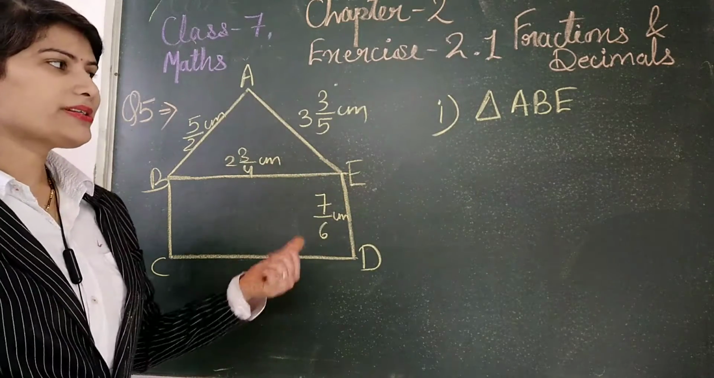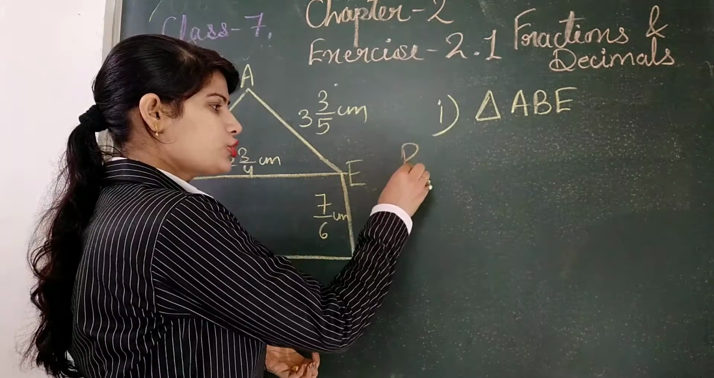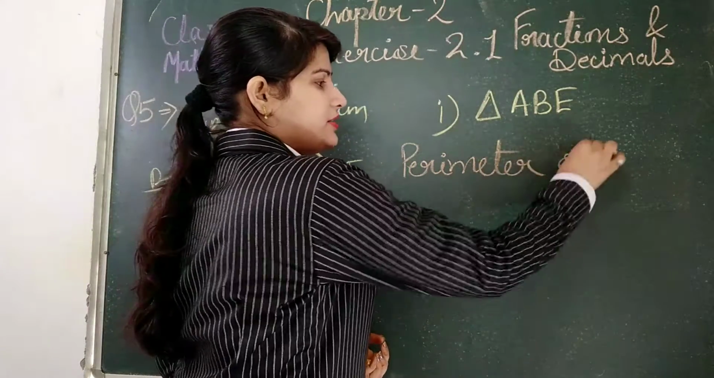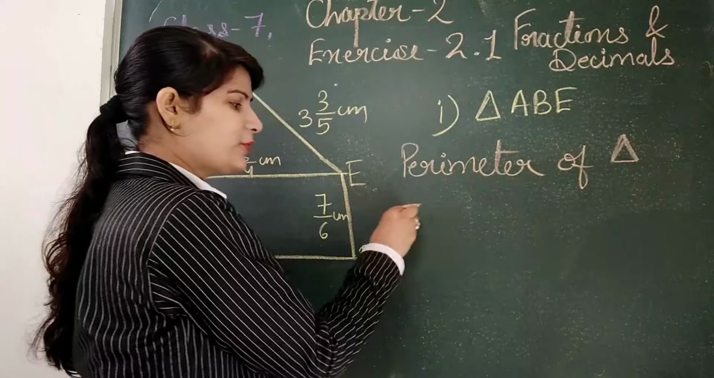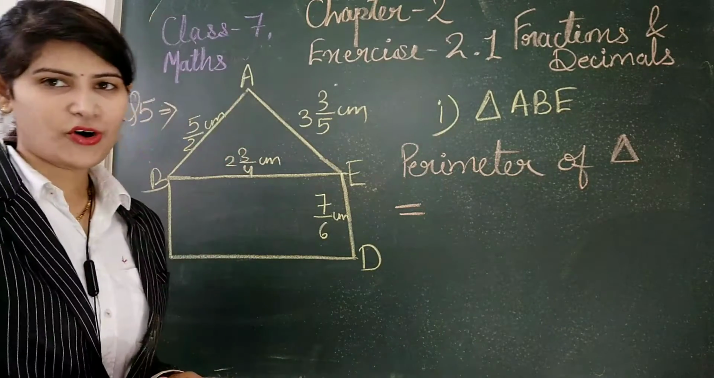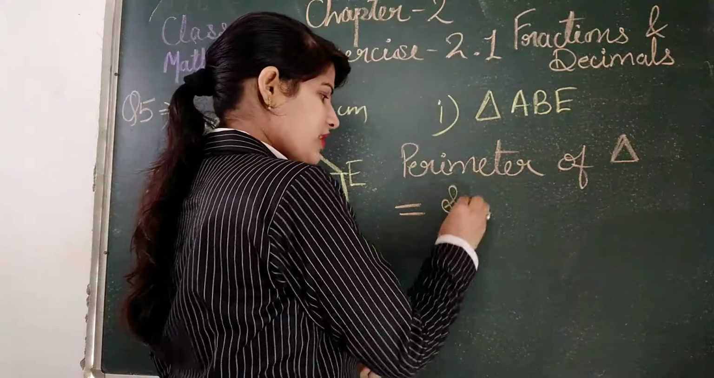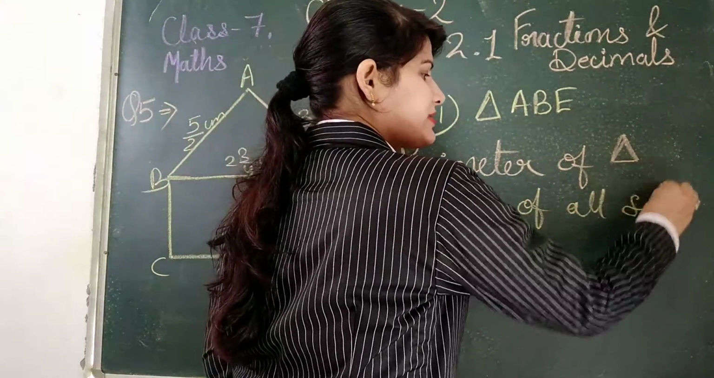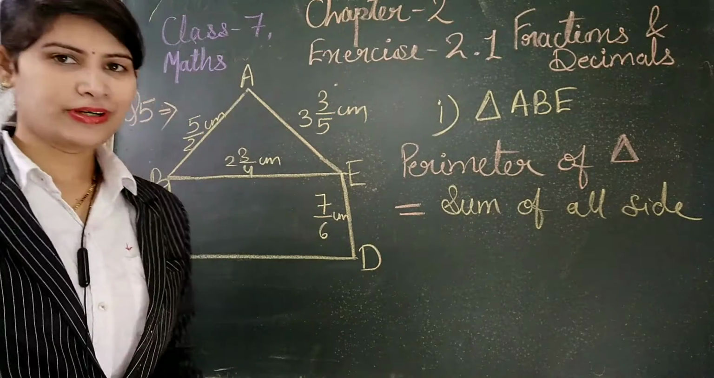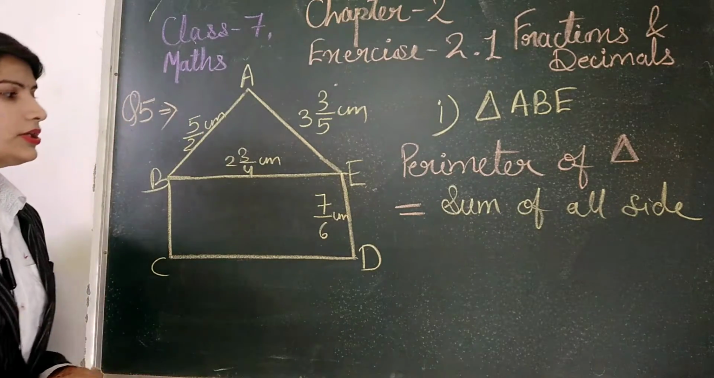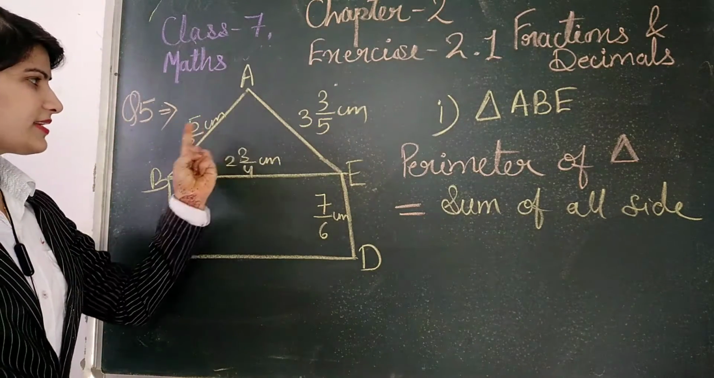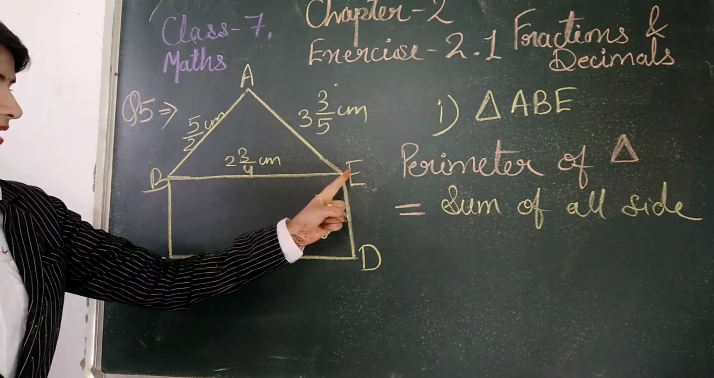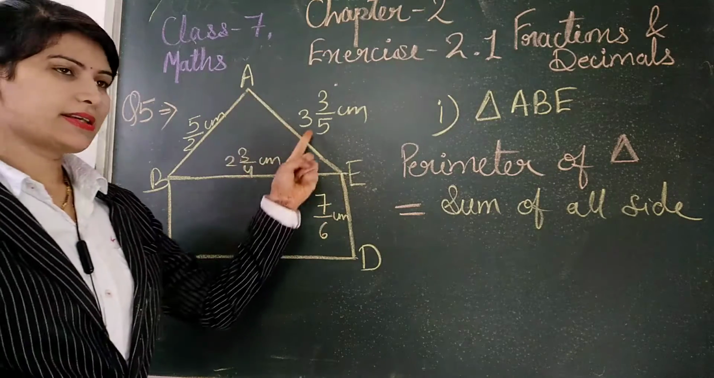Okay, now what is the perimeter formula? First you should know about the formulas. Perimeter of a triangle is equal to the sum of all sides, right? This is the formula of the perimeter of a triangle. Now solve this and this. Three sides are there. AB is 5/2, BE is given and AE is given.